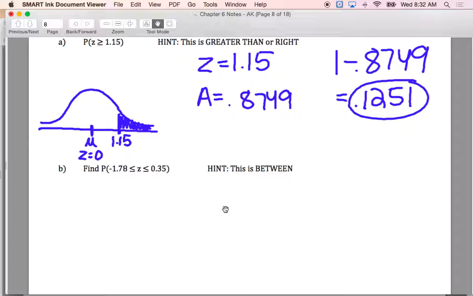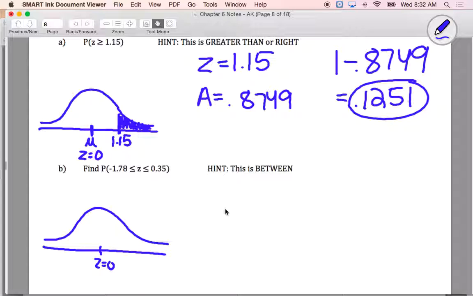Now for B, same thing. I'm going to draw my picture. It's okay if you don't have the picture. Just fill it in. So here's my z equals 0 at my mean. I've got negative 1.78, and we've got 0.35. So they are asking for what is all of this in between those two.